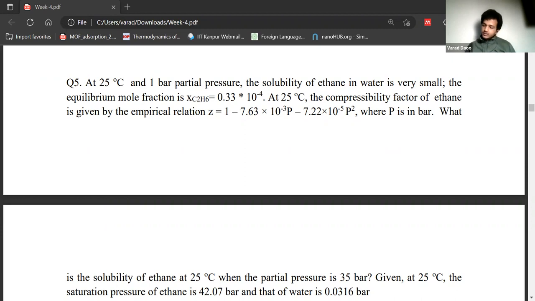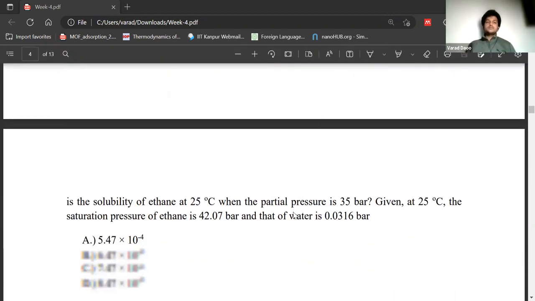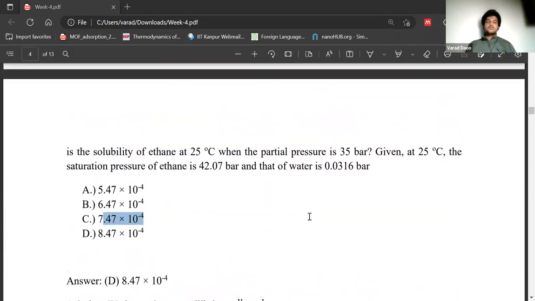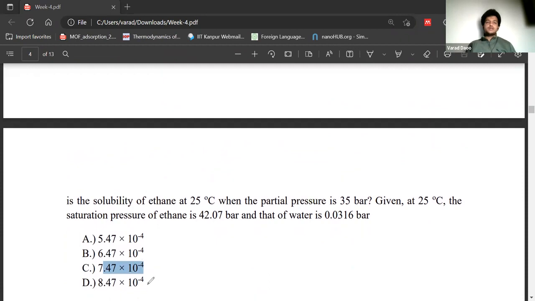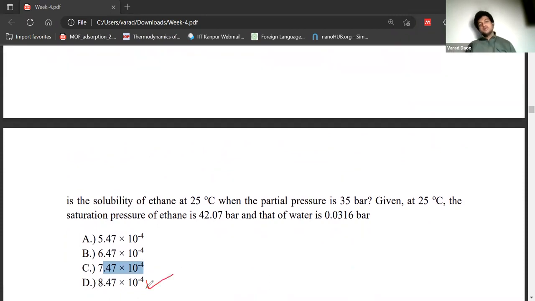So anybody got it? What is the final answer? So final answer is this: 8.47 into 10 raised to power minus 4. Anybody got it? Nobody got it.